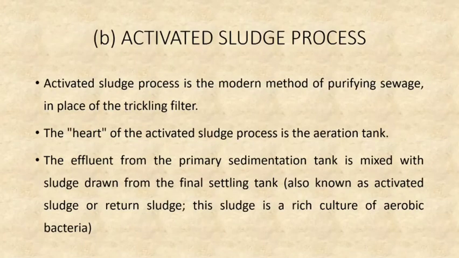The second method is the modern method, that is the activated sludge process. Here there is no formation of a Zoogleal layer. We take a ready-made sludge, the activated sludge, which is also called return sludge. We take that sludge, which is a rich culture of aerobic bacteria, and that sludge is allowed to settle down in the effluent.